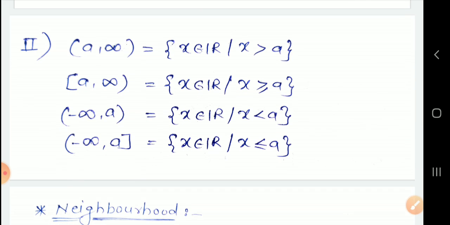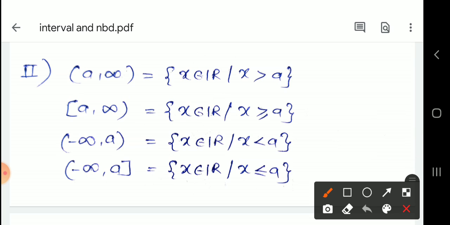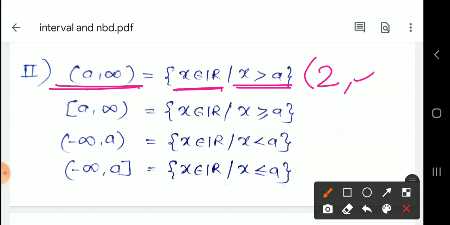Now here consider one other set, the open interval (a, infinity). The open interval (a, infinity) is the set which contains all the elements x belonging to R which are greater than a. Suppose the set is (2, infinity). It contains all the elements which are greater than 2. Greater than 2 means 3, 4, 5, 6 and so on up to infinity. These elements are all included in this set.